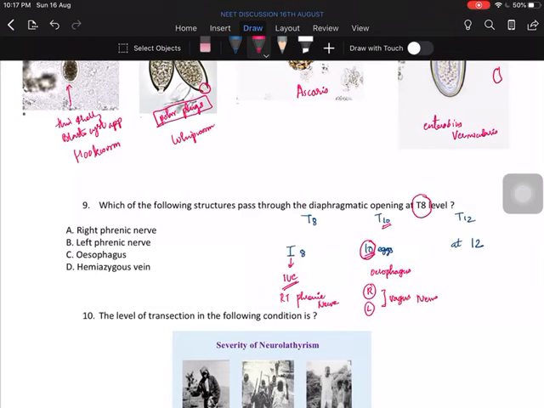And at the T12 level we have the aorta, thoracic duct, azygous vein and hemiazygous vein. So the right phrenic nerve at the T8 level. Left vagus, at the T10 level, esophagus at the T10 level, hemiazygous vein at the T12 level.